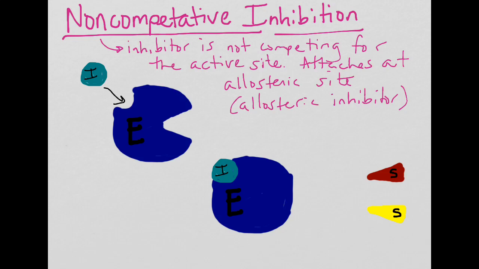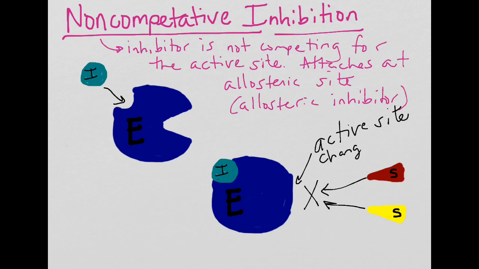Okay, so now these substrates that want to get in cannot get in because the active site has changed shape. Okay, so they can't get in. In this case, I drew it as being closed. So that's non-competitive inhibition. The enzyme is inhibited, true. It is non-competitive because the inhibitor binds at the allosteric site instead of binding at the active site.